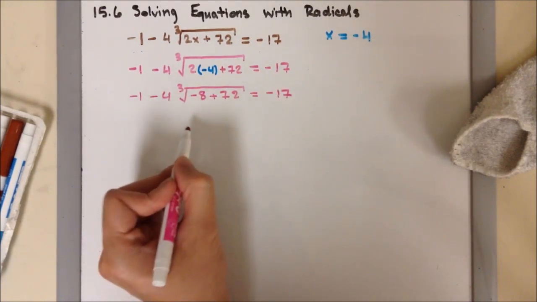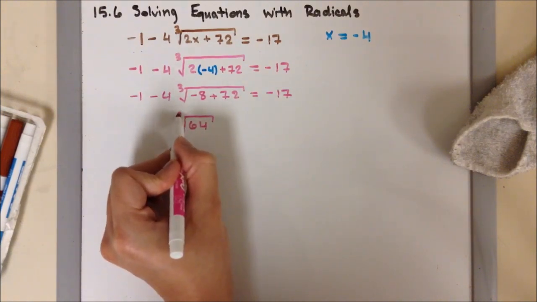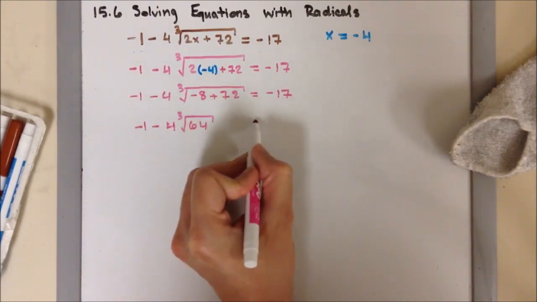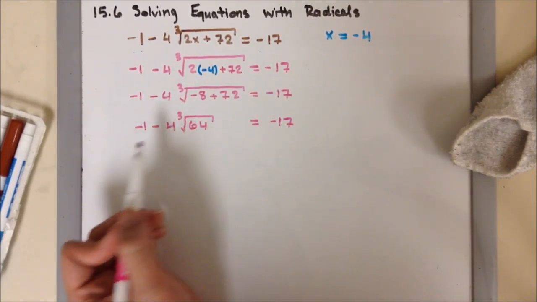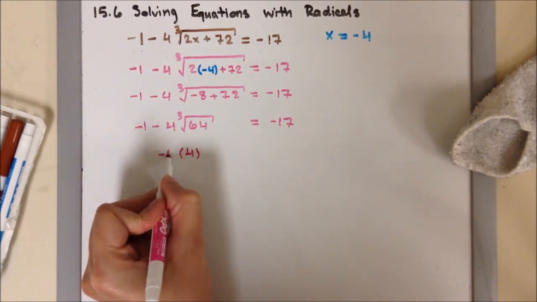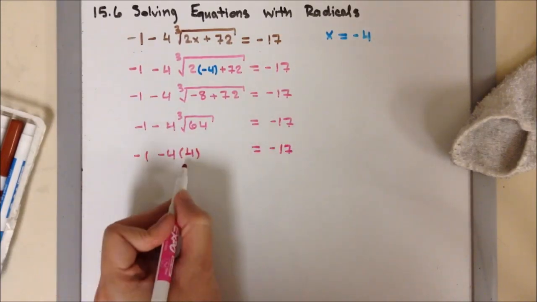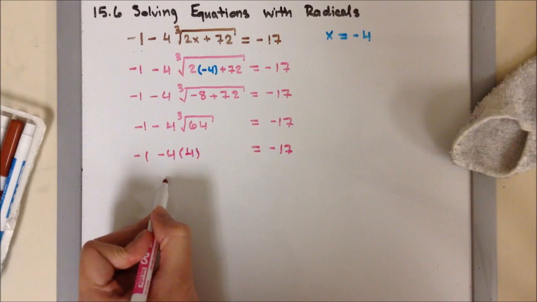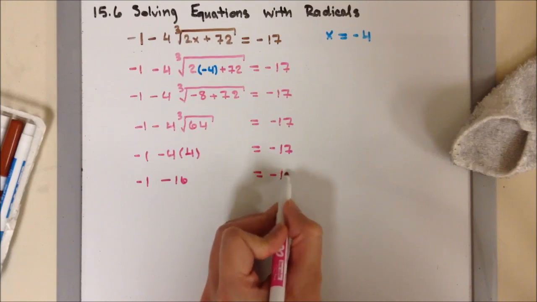Now inside, negative 8 plus 72 will become 64. So it's going to be inside the cube root. Then we're still going to have the outside number, negative 1 minus 4, and it's supposed to equal negative 17. Then here, you can actually do the cube root of 64, which is 4. I still have that minus 4 on the outside and the negative 1. And again, it's supposed to equal negative 17. Then here, I'm still going to do negative 4 times 4 first, which will be negative 16. Bring down the negative 1. Again, supposedly equal to negative 17.